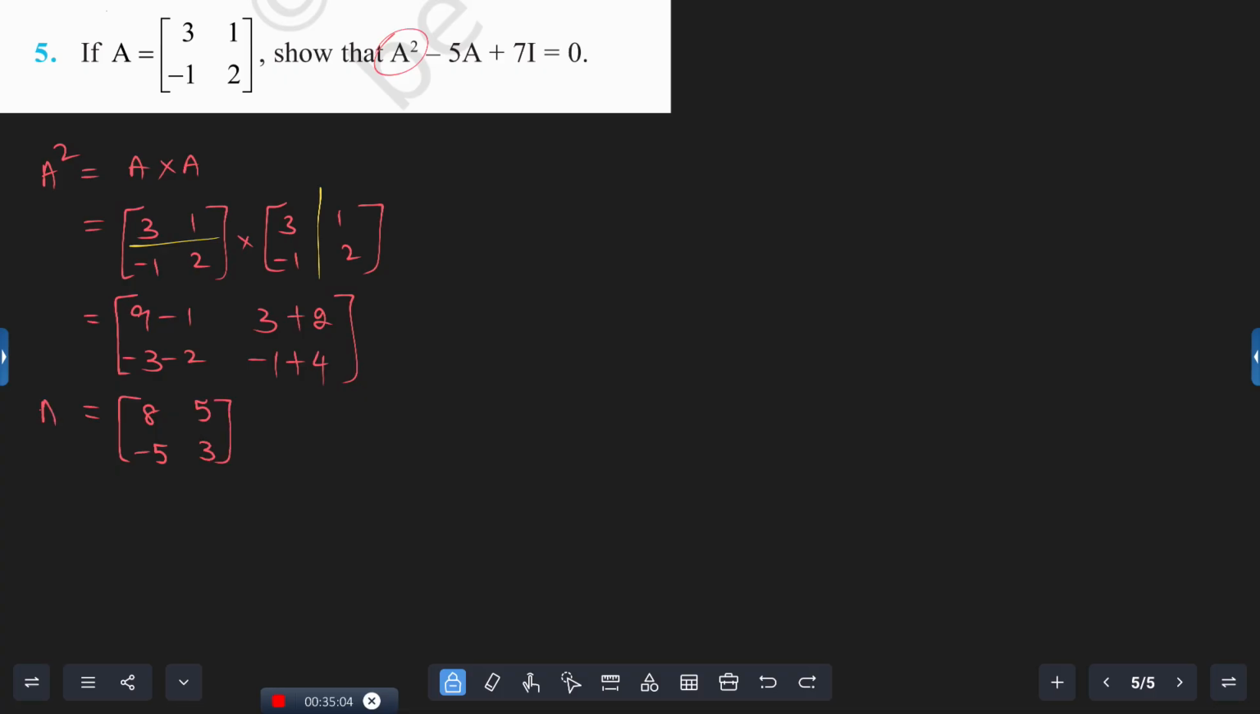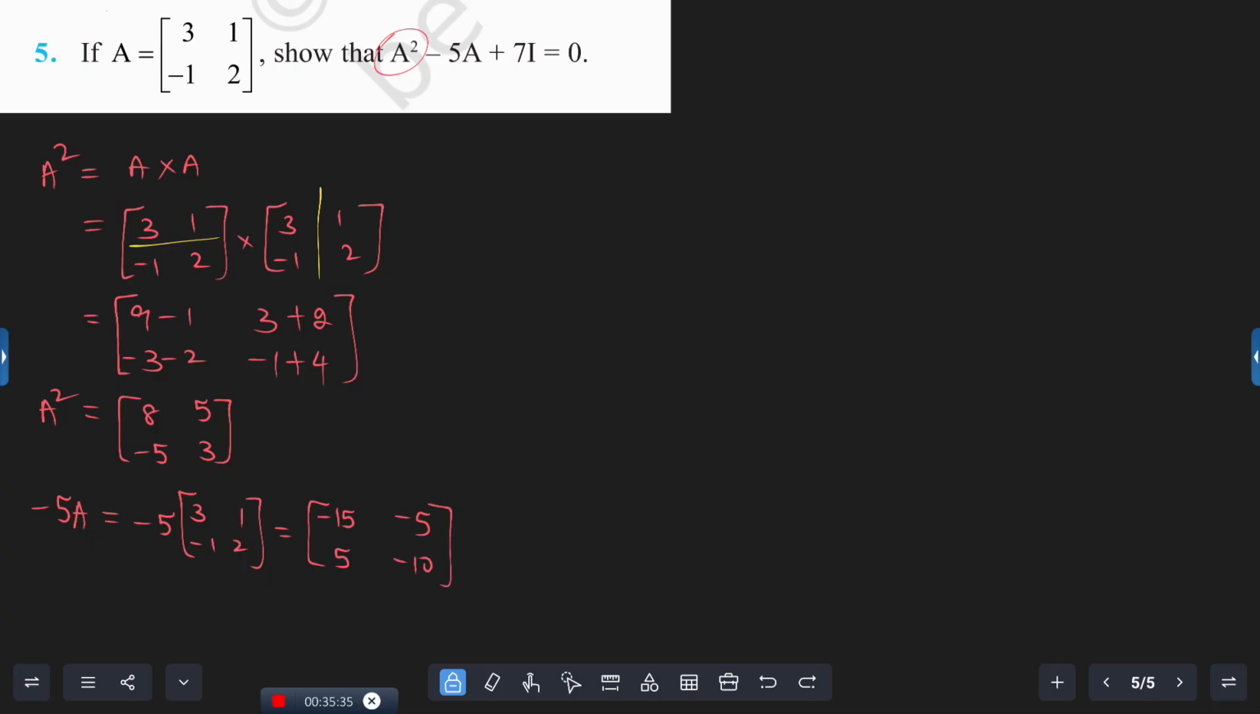This is called what, pa? A square. Now minus 5 times A, if you want to find it, find it separately, later we can. Okay. So what is that? Minus 5 times A matrix, we know 3, 1, minus 1, 2. So when you multiply the minus 5 inside, what will you be getting? Minus 5 into 3, minus 15, minus 5, minus into minus, plus 5, 5 2s are 10, but minus.